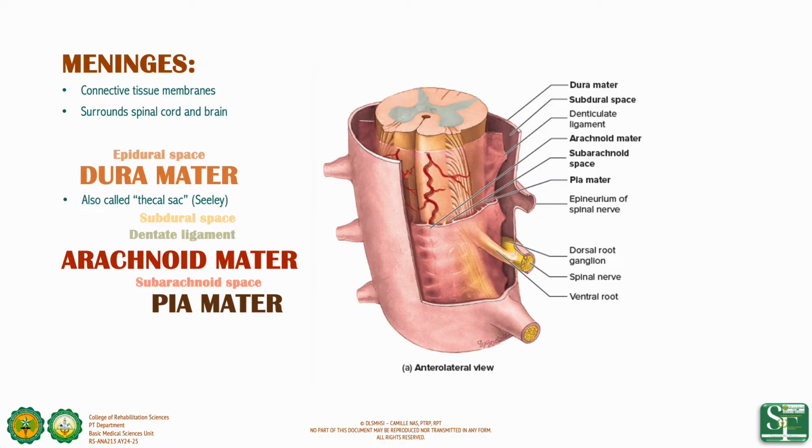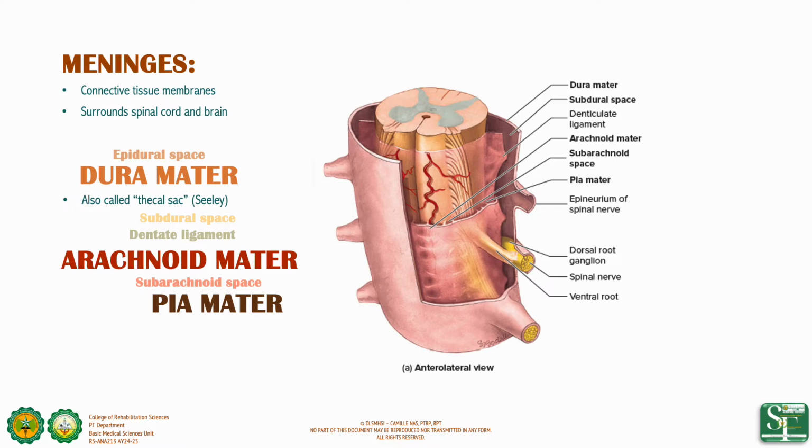Magkaiba lang sila ng location. So si dentate ligament nasa may subdural space, si phylum terminale, from the name itself, nasa pinakadulo ni spinal cord. Siya yung parang buntot sa picture. Right, so both of them again is for stabilization of the spinal cord. It tightly makes sure that the spinal cord is tightly within the vertebral canal.